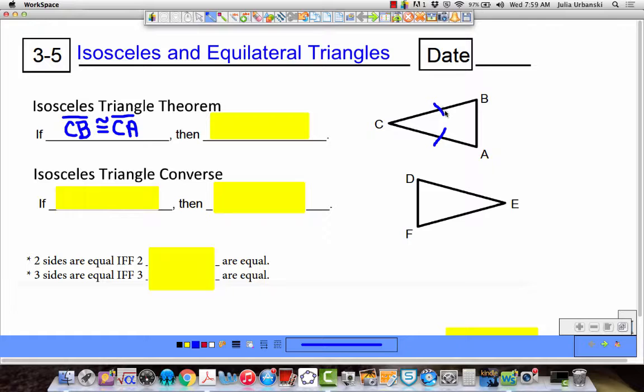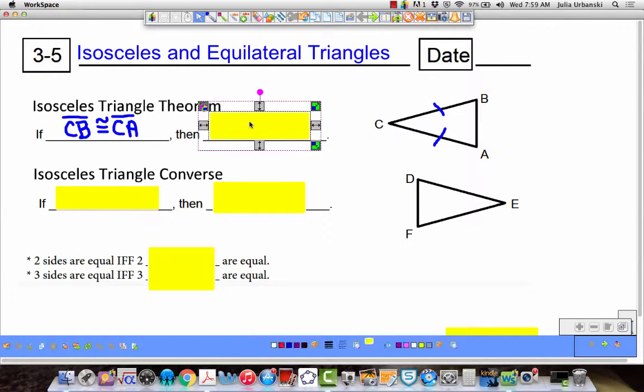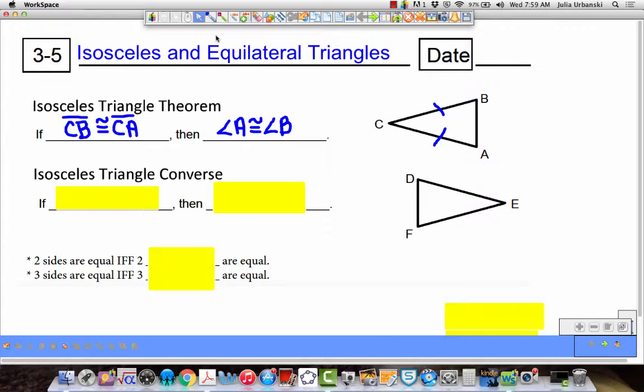So you go across here, and what angle do you have? Angle A is equal to, you go across here, what angle do you have? B. So angle A is equal to angle B as well. If you can find two sides that are equal, then you can find two angles that are equal. It's always the ones that crisscross.